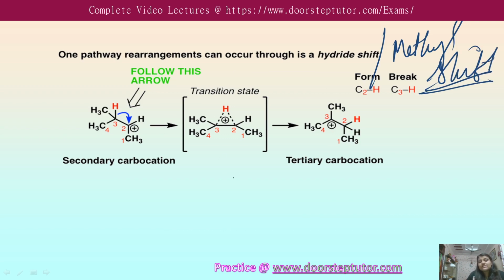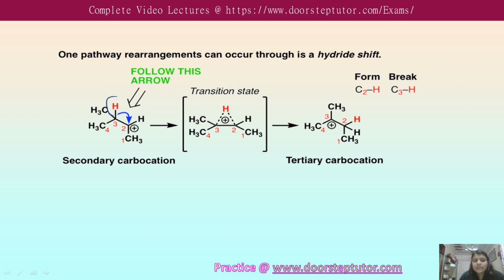And the migratory aptitude of hydrogen is more as compared to CH3. So if there is hydrogen, do the hydride shift, and if there is no hydrogen, there are 2 methyls, so you have to do the methyl shift. Suppose we have CH3, so you will do the methyl shift, but if there is hydrogen, you have to do the hydride shift. I have explained both the cases for the methyl as well as the hydride shift.